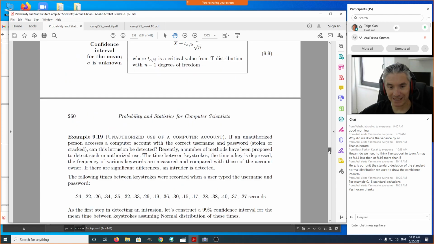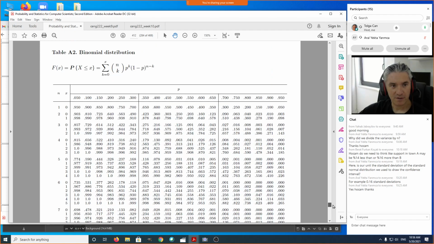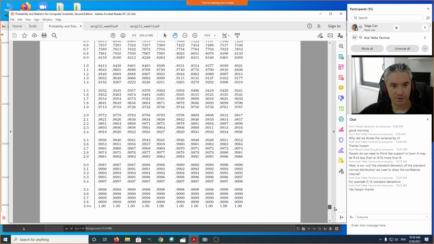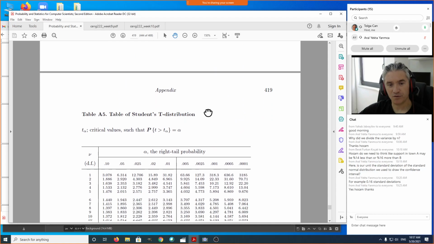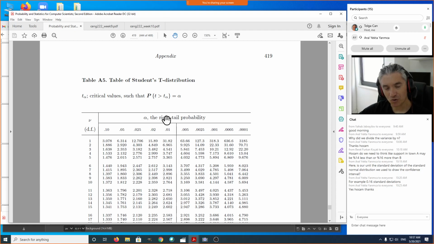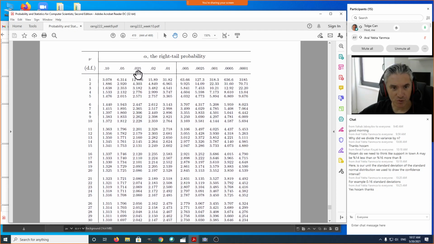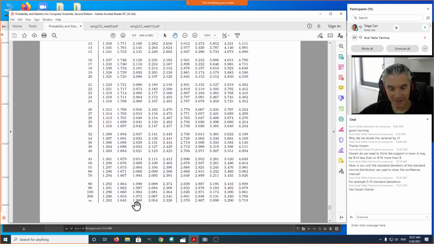If we take a look at that table, it's in appendix A5. This is A2, A4, and A5. So this is a table of Student's t distribution. You can also again use Octave Online or MATLAB to find those t values. But here, this 0.025 was our z value for confidence level 95%, right? It was 1.96. You see this 1.96 here?